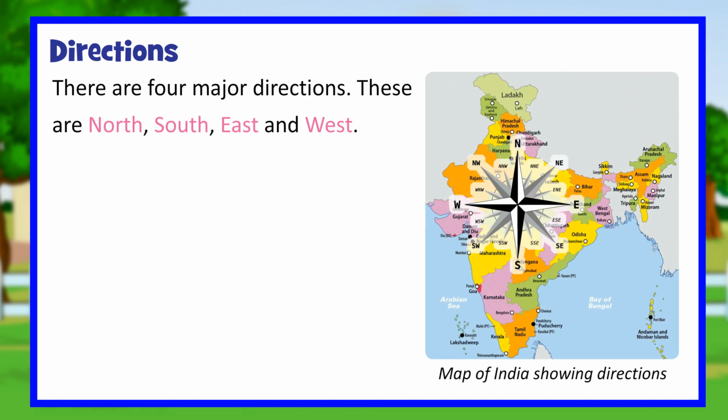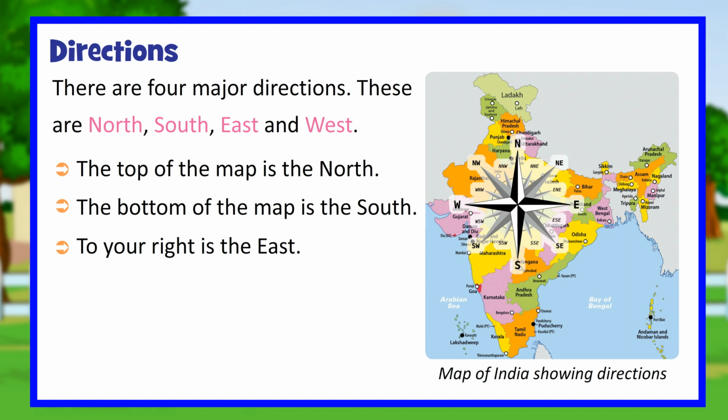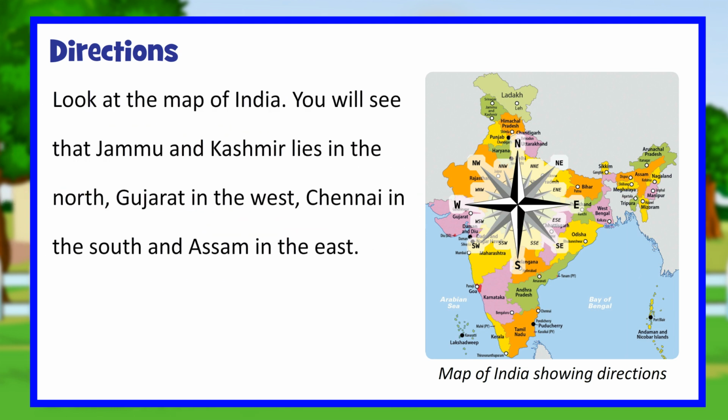Directions. There are 4 major directions. These are north, south, east, and west. The top of the map is the north. The bottom of the map is the south. To your right is the east. To your left is the west. Look at the map of India. You will see that Jammu and Kashmir lies in the north, Gujarat in the west, Chennai in the south, and Assam in the east.